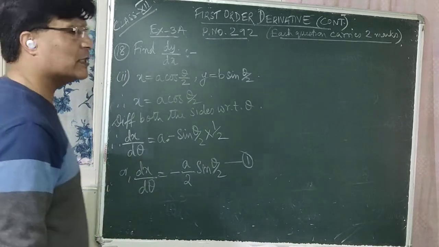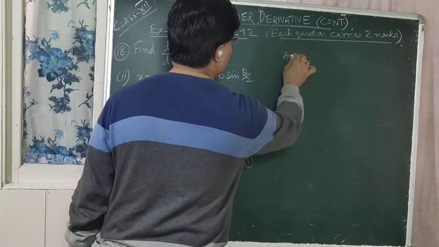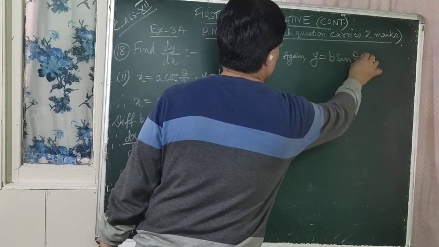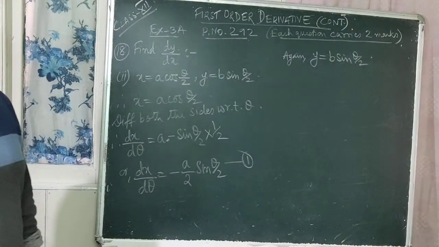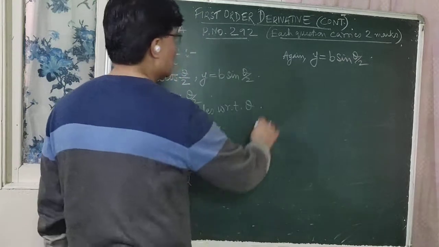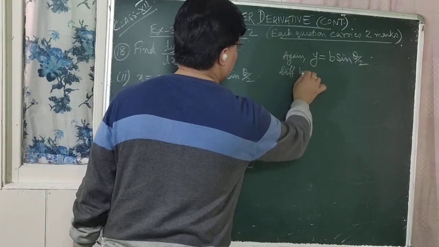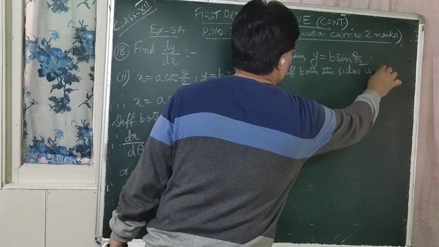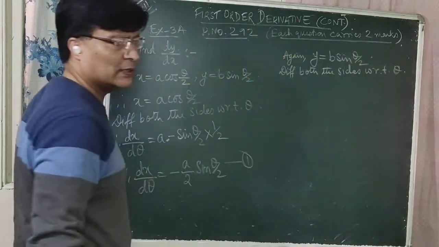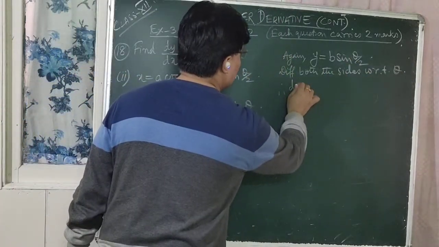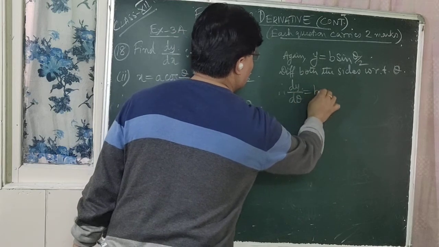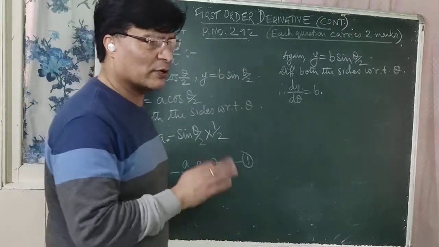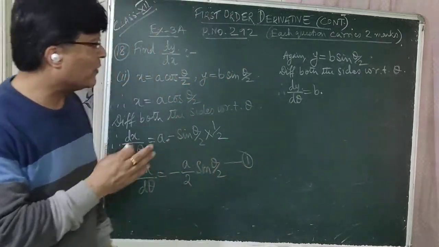I think you have understood it. So similarly you can differentiate the second one. So again y is equal to b sin theta by 2. So now let us differentiate it with respect to theta. So differentiating both the sides with respect to theta. Okay? So therefore dy by d theta is equal to b into. Now let us differentiate it without writing d by d theta. Okay? So b is constant, you have to keep it as it is. Now differentiate sin theta by 2.